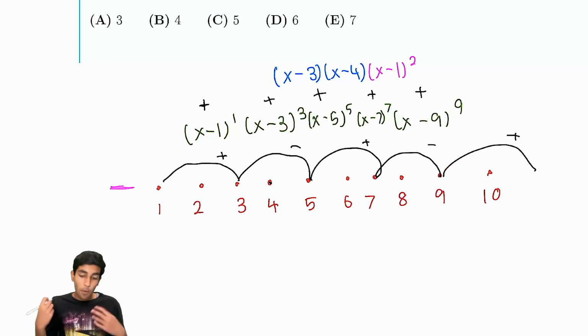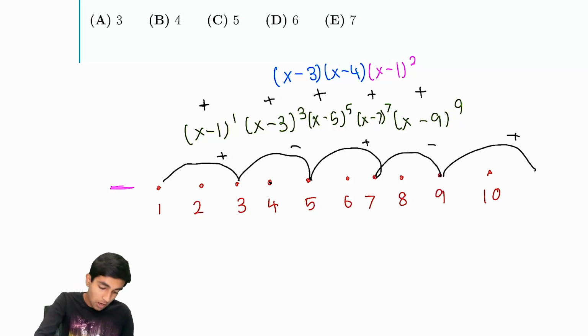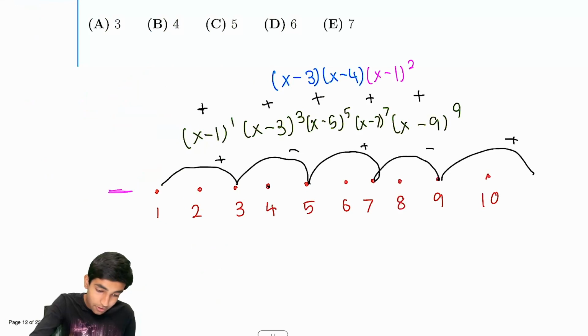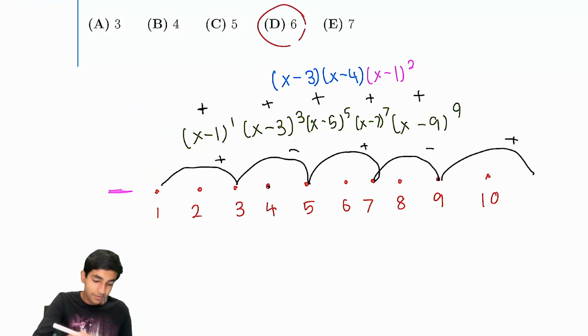So the question is, how many intervals are positive here? We've got 1, 2, 3, 4, 5, and 6, of course, beyond 10. So our answer is going to be equal to 6. And that's the final answer for this problem.